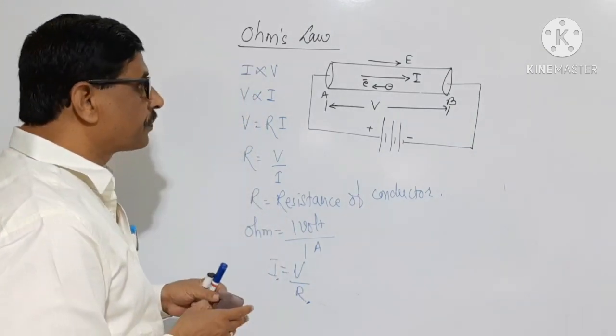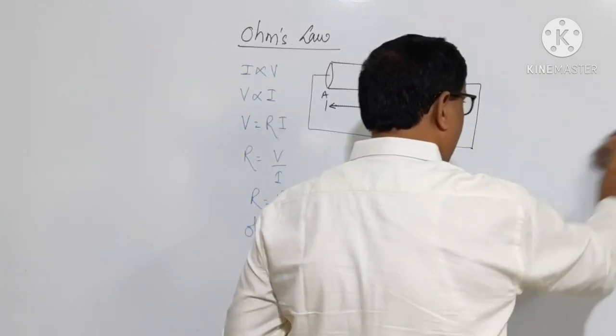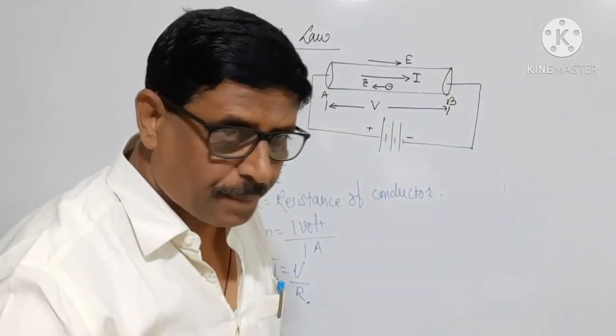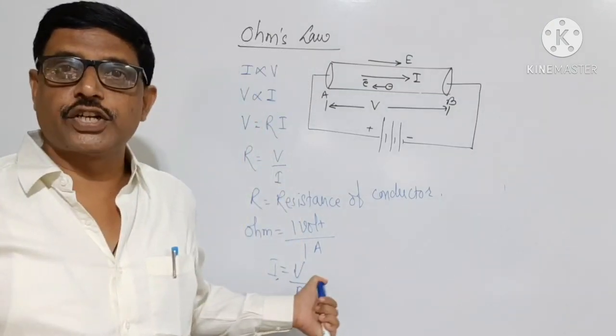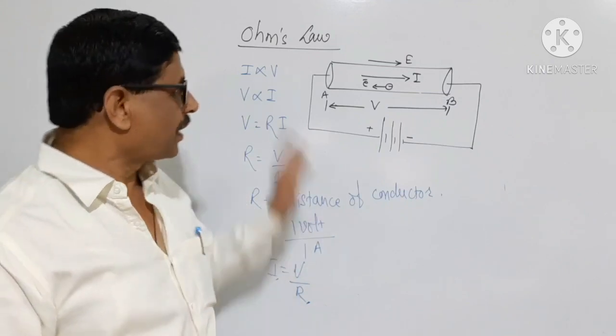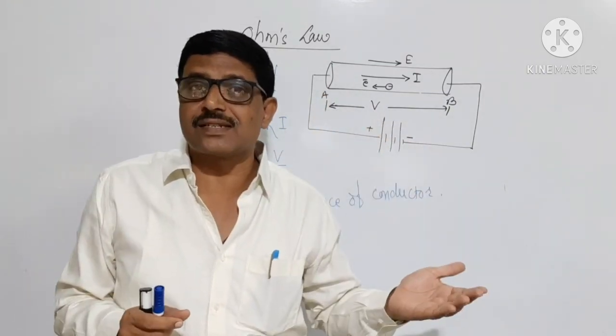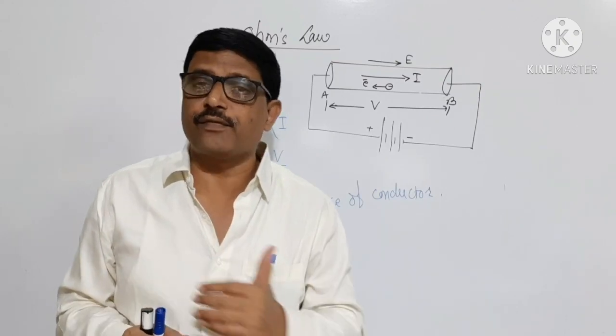Now, if a conductor has a property of resistance that is measured in terms of ohm, current is flowing through the conductor, more is the value of resistance, less will be the current flowing through it.